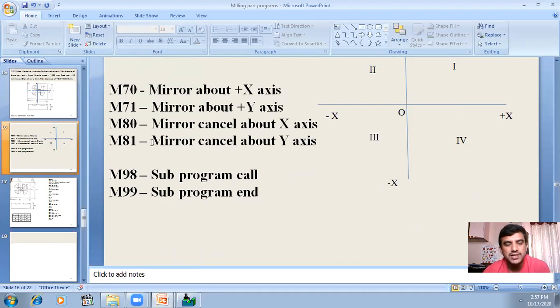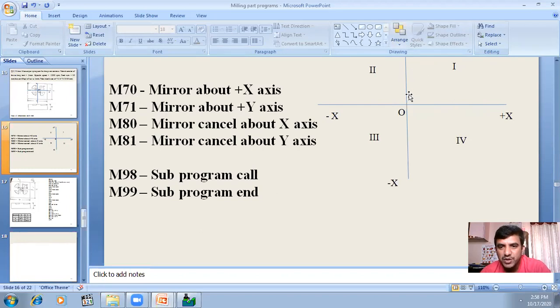You should remember these six M codes. What are the six codes here? M70. M70 stands for mirror about the positive x-axis. Means if you have written the first quadrant program, then you just go for mirror about the positive x-axis, and automatically the machine will do the operation in which quadrant? Fourth quadrant. Then after this, M71, mirror about the positive y-axis.